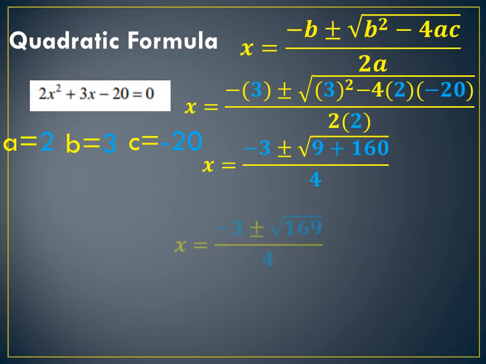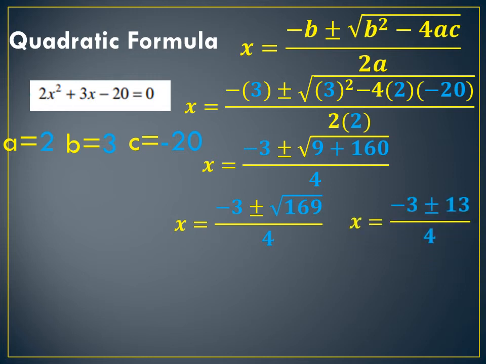So, simplify further. We have negative 3 plus or minus the square root of 169. Where did it come from? So, 9 plus 160 is 169, all over 4. Then get the square root of 169. It is positive or negative 13. So you have x equals negative 3 positive or negative 13, all over 4.